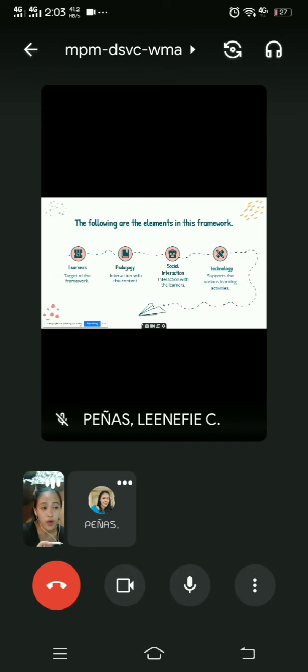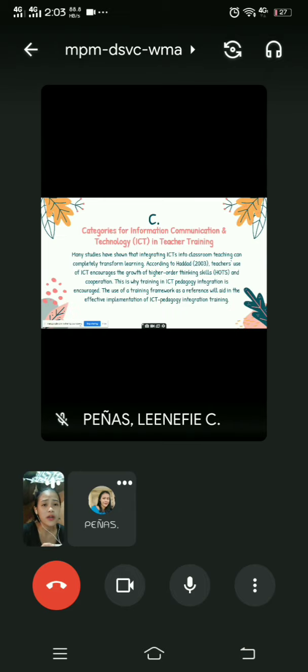Technology supports the various learning activities such as television, PowerPoint presentations, laptops, also projectors. Technology supports any kind of activities that is related or that is integrated with technology. So the third framework is the categories for information, communication, and technology in teacher training.